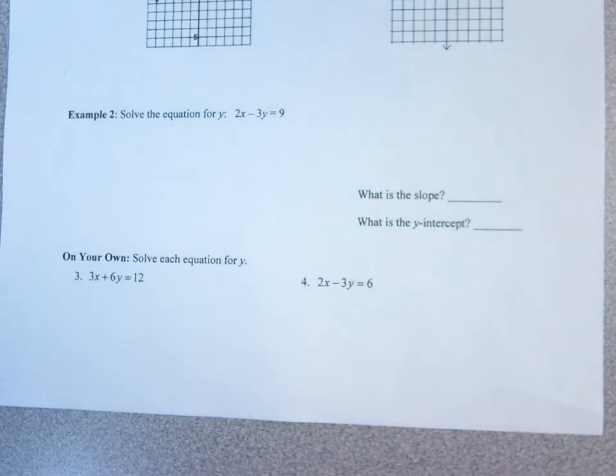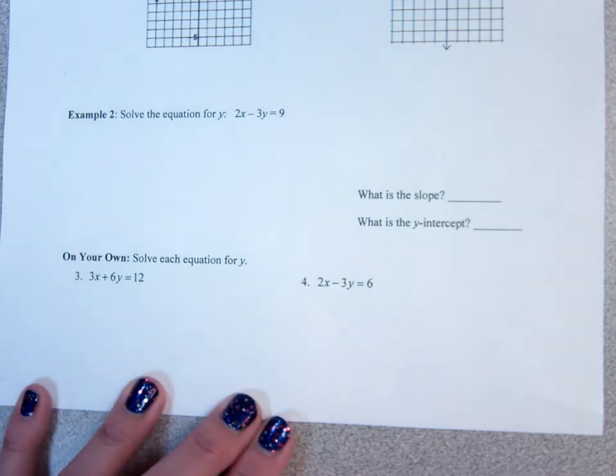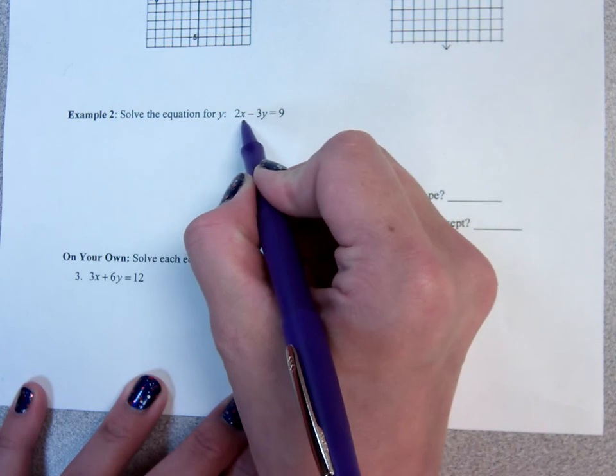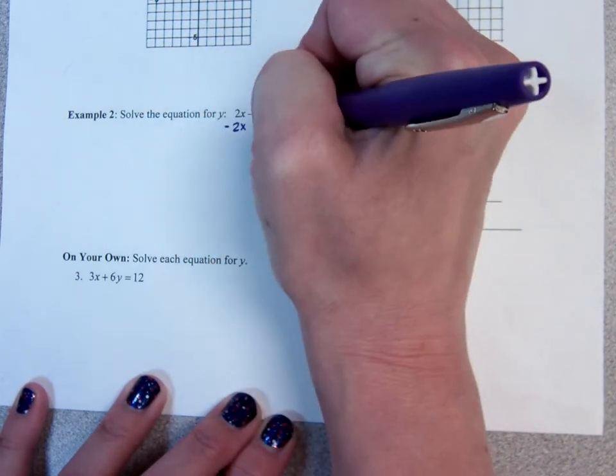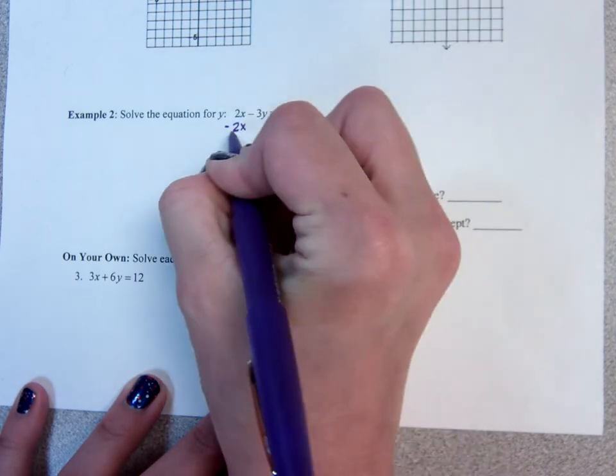For this example, you are solving the equation for y, so basically getting y by itself on one side of the equation. I'm going to leave y on the left-hand side and move everything else away from it. The first thing that I'm going to do is get rid of this 2x right here. So I'm going to subtract 2x from both sides.